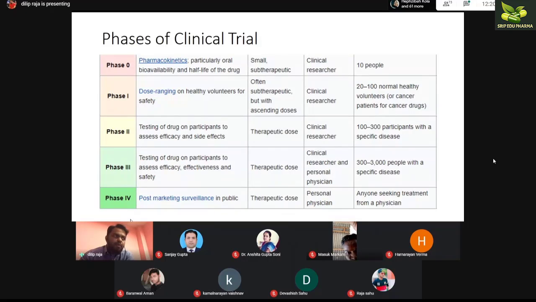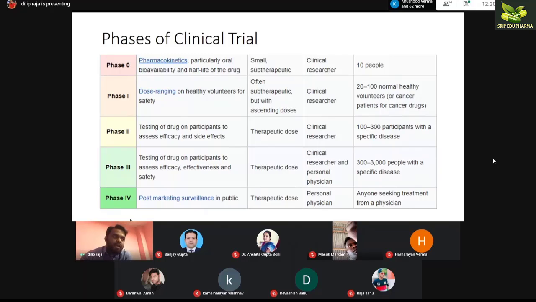In this phase 0, we will give microdosing. We will take only 10 to 20 people, a very small number of people, and we'll give the microdosing, in nanograms or micrograms. Then we will see the pharmacokinetics. What is pharmacokinetics? See the ADME. What is the absorption rate? What is the metabolism? What is the distribution? And what is excretion? These are the 4 parameters.